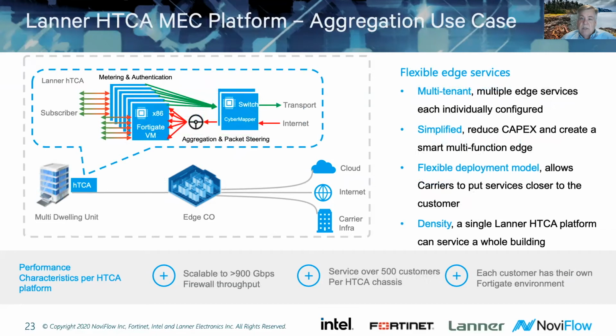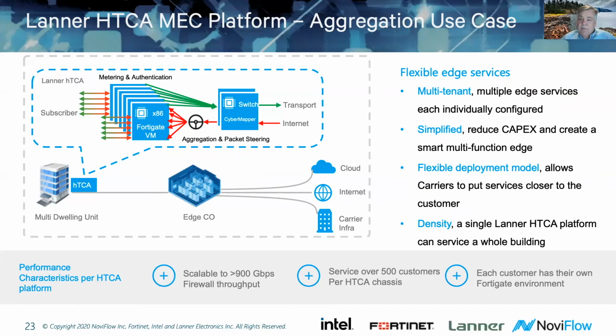This next use case is an edge aggregation point. This use case is architecturally different than the previous use case because in this case, traffic enters the HTCA platform through the I/O ports on the front directly into the compute blades for processing. There is no load balancing needed. Each subscriber is connected to its own dedicated VNF, or in this case, Fortinet FortiGate.